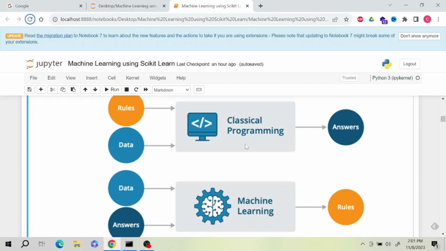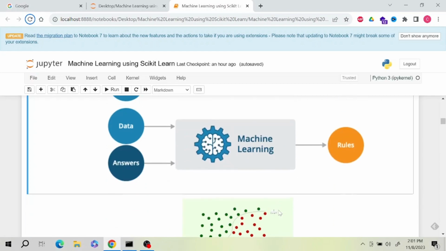Okay, so I hope now you are able to understand the difference between classical programming and machine learning, and why this is different and more powerful.